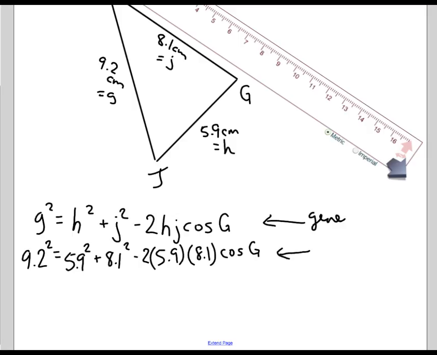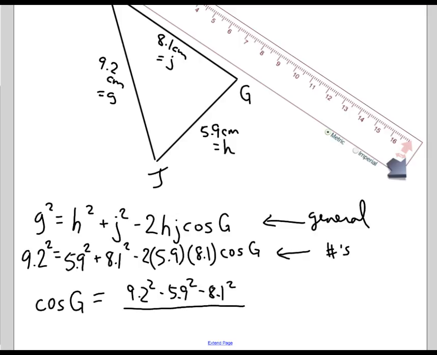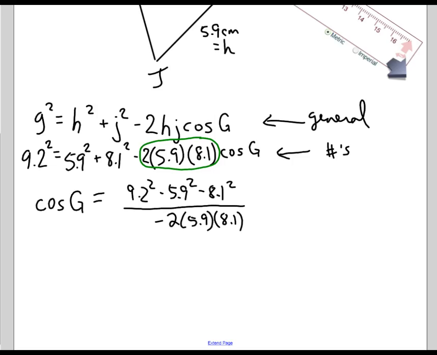In one step, it is possible to isolate cos of g, and we would get 9.2 squared subtract 5.9 squared subtract 8.1 squared, and then we would be dividing by this factor here, which is actually negative 2 times 5.9 times 8.1. That's cos of g. So we could say that g is inverse cosine of all that.